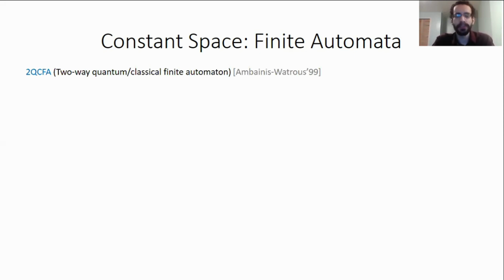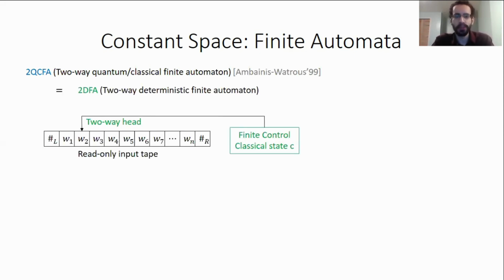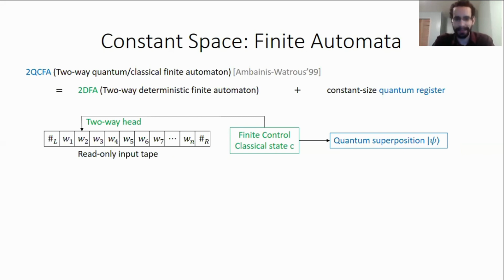We start with a 2DFA, that is a two-way deterministic finite automaton, which consists of finite control, a read-only input tape, and a two-way head. And we augment this 2DFA with a quantum register of constant size. We allow the machine to interact with the quantum register however it likes. It can perform arbitrary unitary transformations and arbitrary quantum measurements, and it can use the results of those quantum measurements however it likes.